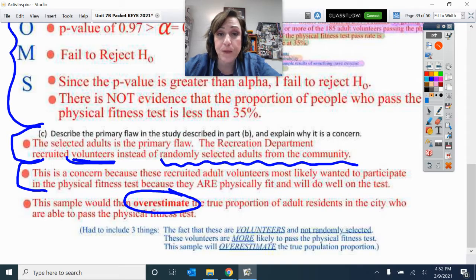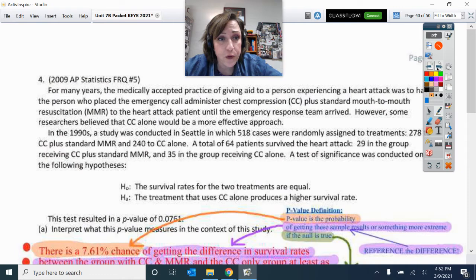And so this sample is an overestimate of probably the true population amount. Okay, so there was that. Lots of things involved in getting your full credit there. And here was our last one.